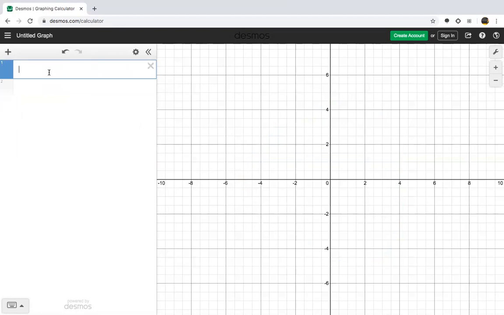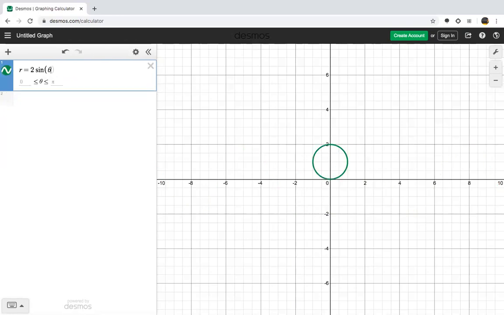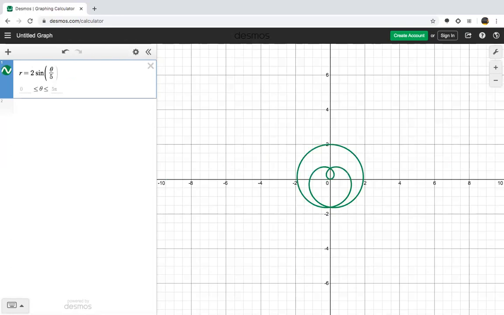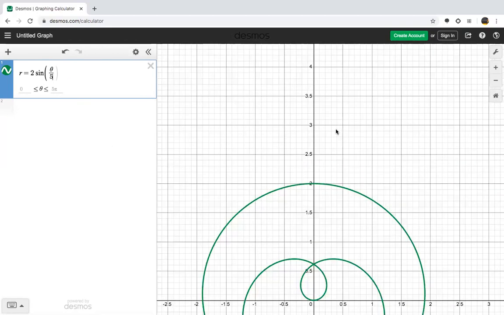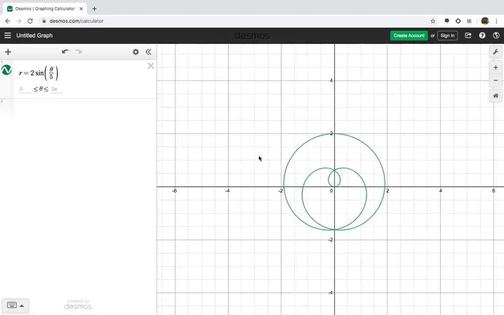Okay, number 4, it says polar equation for rose curve. r equals 2 sin(theta), which I'm going to type the word theta, T-H-E-T-A. Aha, it worked. Divided by 5. There it is. That is the rose curve. It kind of looks like a heart circumscribed by a circle, something like that.